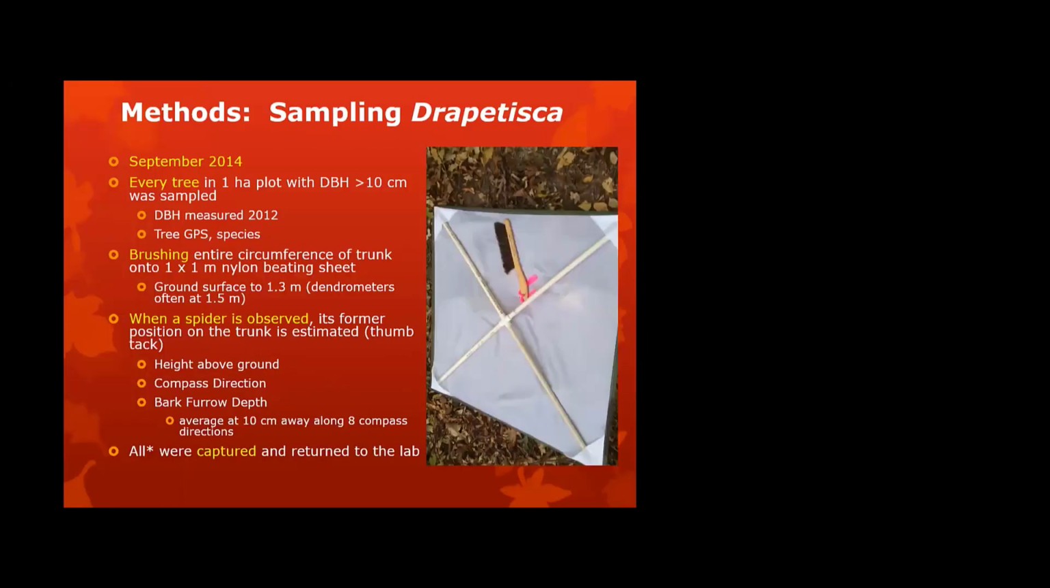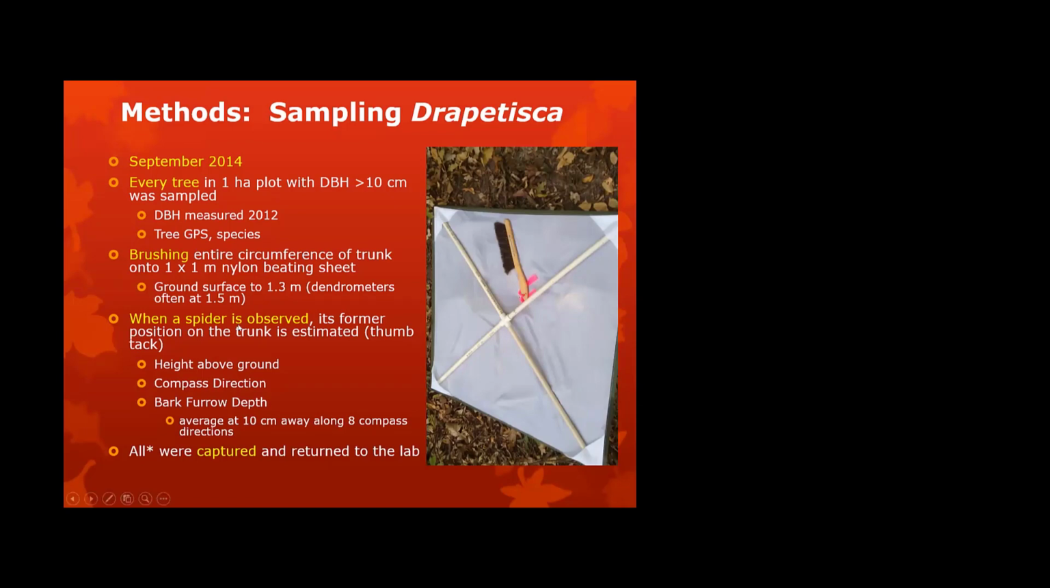The methods are really simple. We did our work in September 2014, and we sampled every tree in this 1 hectare plot. And of course, the trees were measured 2 years before, and all of that data is already there. What we did to find the spiders is brush with a horsehair brush onto a 1 by 1 meter nylon beading sheet. We brushed from the ground surface to 1.3 meters above the ground surface. There were dendrometers on a lot of the trees at 1.5 meters, and we wanted to make sure we didn't disturb those. Previous work has shown that spiders are pretty rare above 1.5 meters on the tree trunk. So we got most of the spiders by doing this.